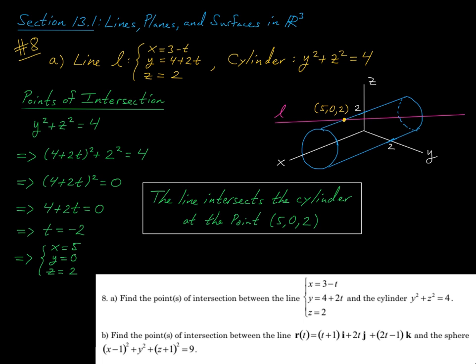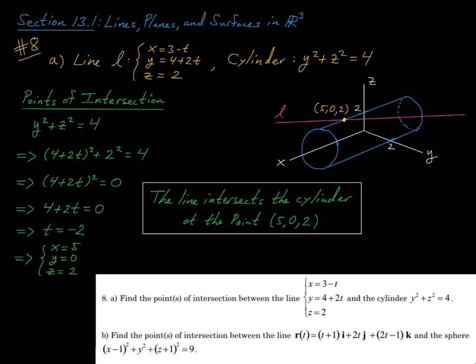Now to find the corresponding point of intersection, plug negative 2 in for t into the coordinate functions for the line. So we get that x is 5, y is 0, and z is 2. Okay, and so in fact here, this line intersects the cylinder at just a single point. One thing also to note here, since the z coordinate of the line is constant 2, that implies that this line, in fact, is parallel to the xy plane.